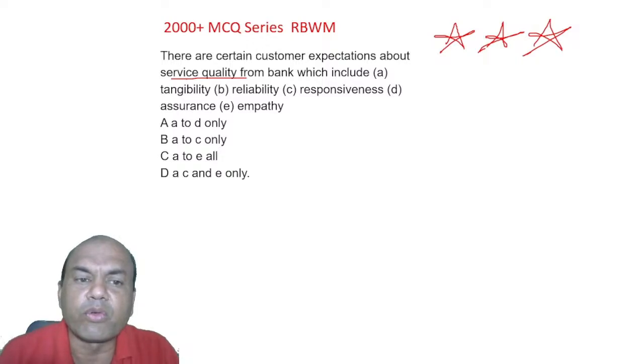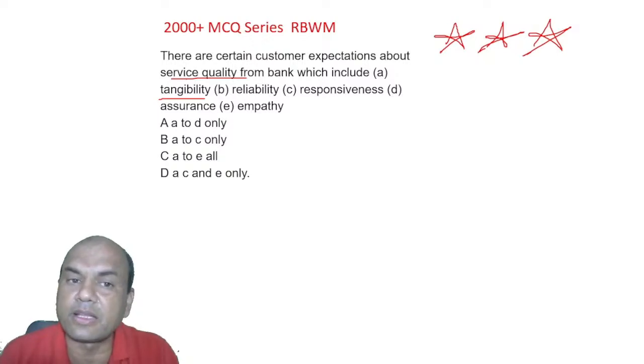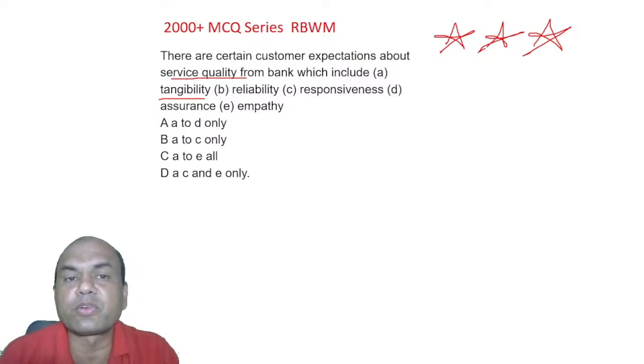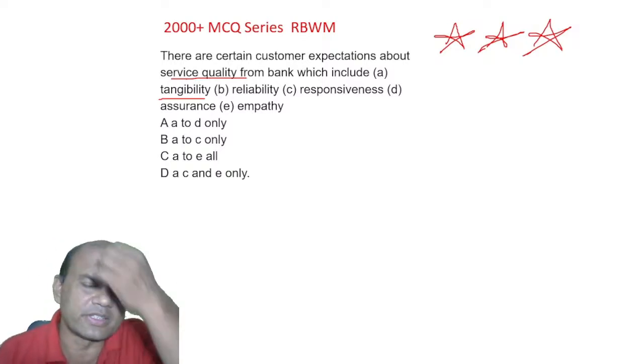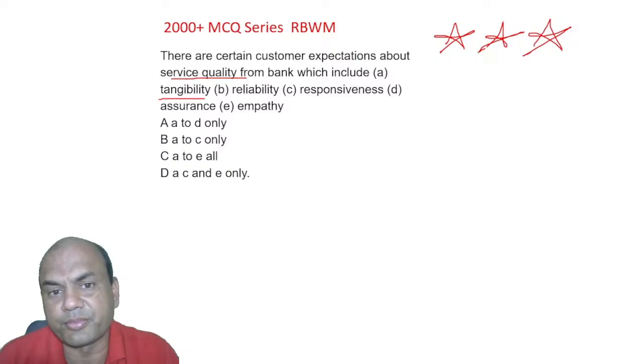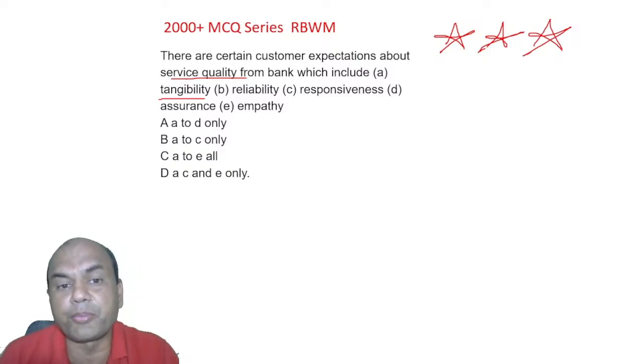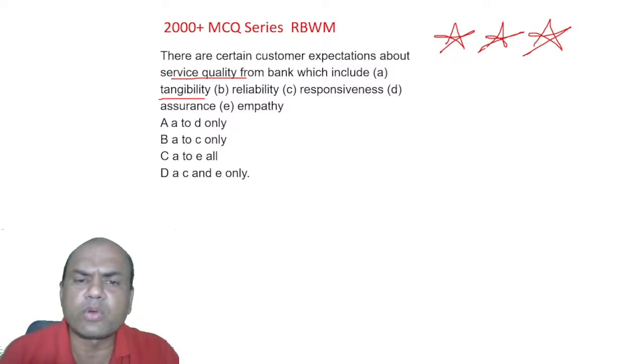What do I mean by all this? Tangibility means what somebody can touch and feel, even smell. In your branch, if somebody comes and finds that the branch is dirty, will that person feel confident about your branch? No. Reliability: if some job is given to you, it should be done. Responsiveness: you must be quick to respond. Assurance: you should assure the customer that the job will be done. Empathy means thinking from the customer's angle. So what does the customer expect? All these, obviously. It will be A to E, all.